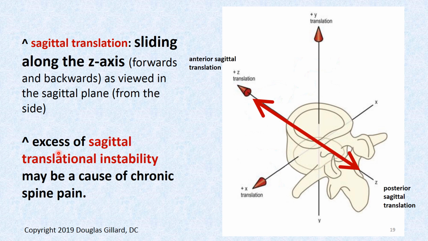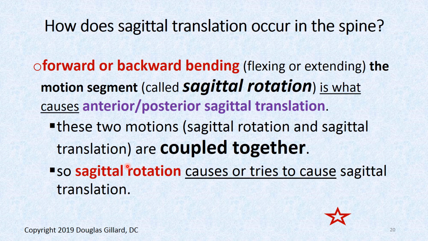So you can have an excessive sagittal translational movement, and that creates an instability and maybe a cause of chronic back pain. We'll look at an example of that. I think I've showed you an example of that. How does sagittal translation occur in the spine? Well, it's coupled with another motion. In order to have a sagittal translation, you have to bend forward or bend backwards. So it's said to be coupled with sagittal anterior or sagittal posterior rotation. So those are coupled together.